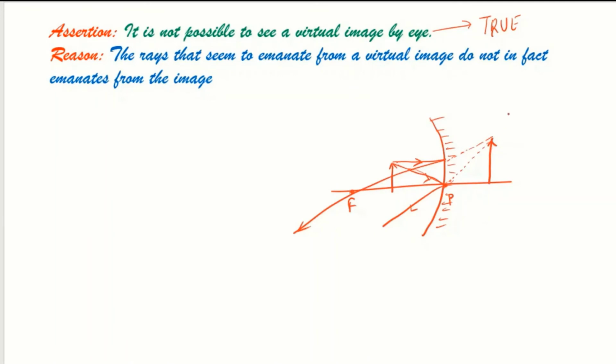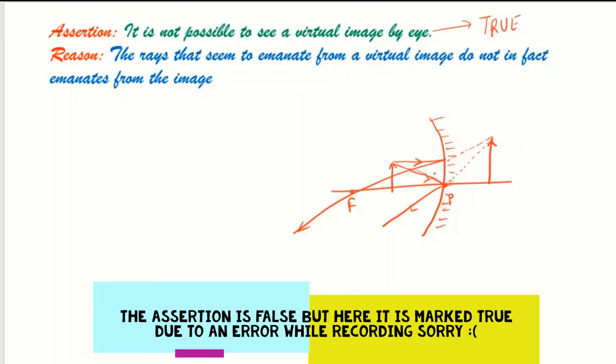So clearly we can see that the rays that seem to come from the virtual image are not actually coming from the image, but they are reflected and traced back towards the point. So yes, the reason is also true here.